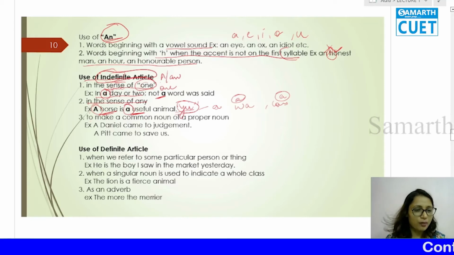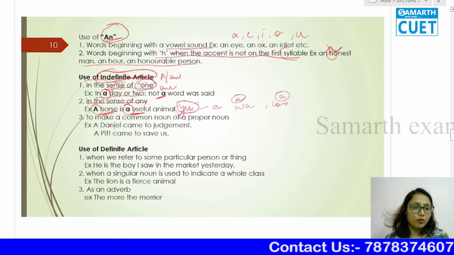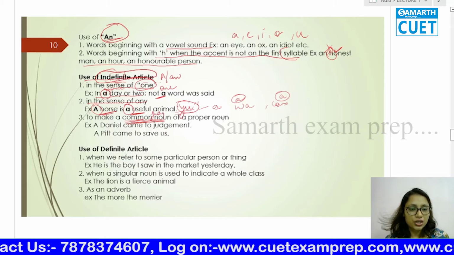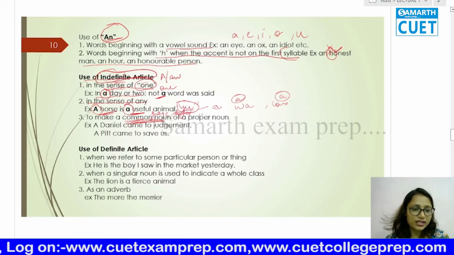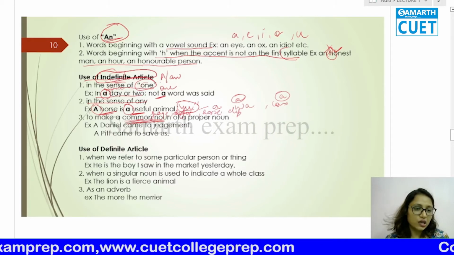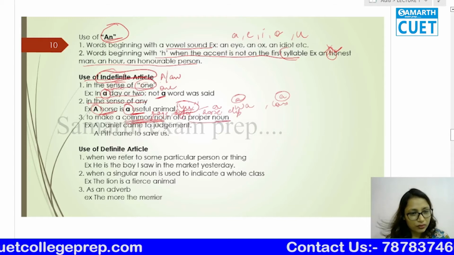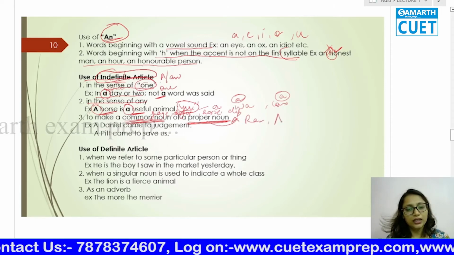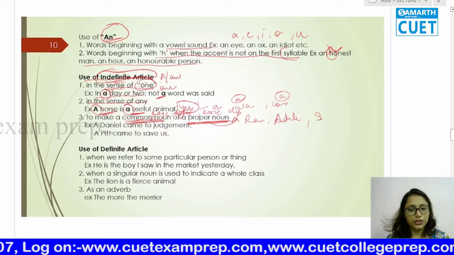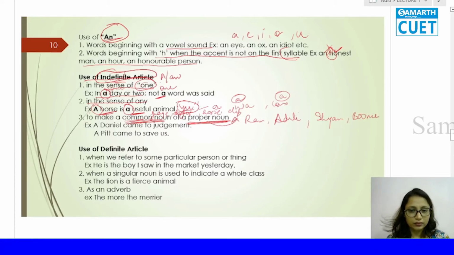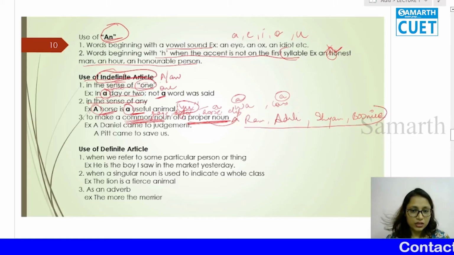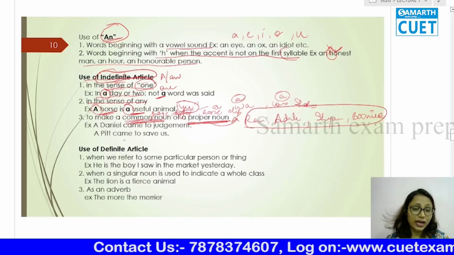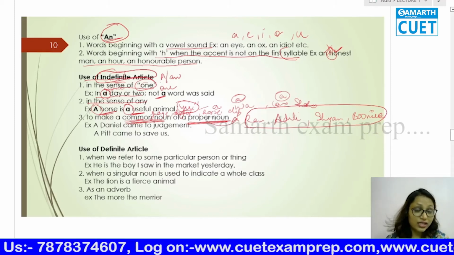Okay? To make a common noun of a proper noun. Now this is very important. Like I told you, we're not talking about any particular one. Judge, doctor, horse, elephant, these are all common nouns. And what is a proper noun? Proper nouns are basically any particular person. If I say Ram, Aditi, Sham, Buni, these are all names. So these are proper names, like Shakespeare, Amitabh Bachchan, Shah Rukh Khan, any of your favorite celebrity, hero, actor, actress, anybody.